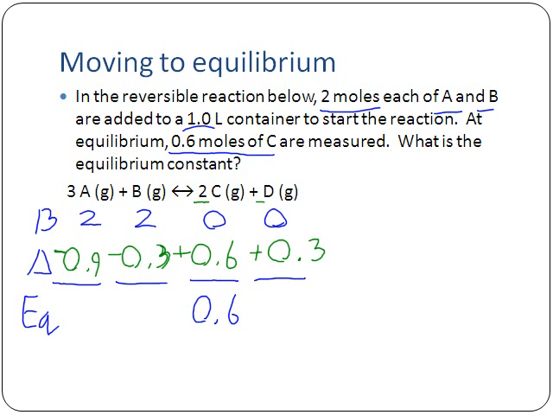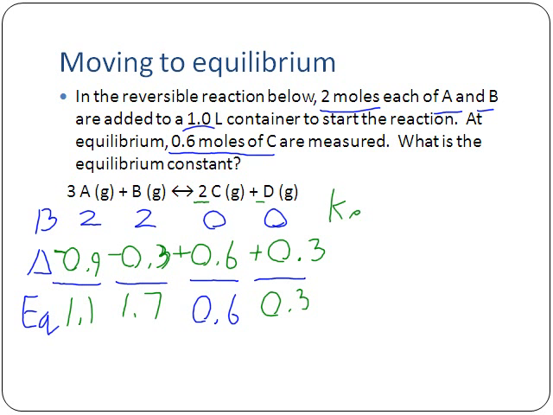And once we've got that, now we can go ahead and figure the equilibrium concentrations. 2 minus 0.9 is 1.1. 2 minus 0.3 is 1.7. We've already got the carbon, the C, and then D, 0 plus 0.3 is 0.3. Now we have all the molarities of each of the concentrations at equilibrium. The question is, what's the equilibrium constant?